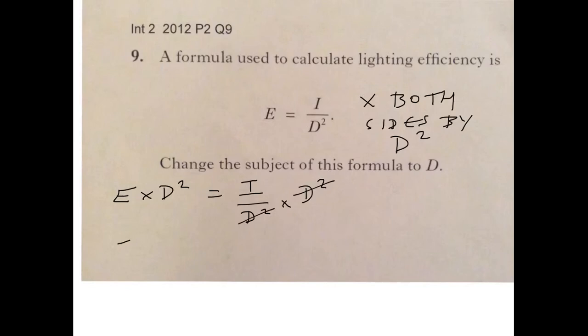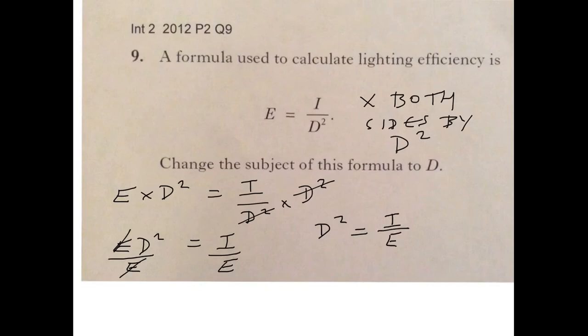So what have we got now? We'll get E D squared equals I. Okay, so we'll leave the squared for the moment. Let's focus on the E. So it's effectively E times D squared. What's the opposite of times? It's divide. So let's divide both sides by E to get rid of that E on the left hand side. So we'll divide by E and divide by E. On the left hand side the E's cancel, so we're left with D squared equals I over E.